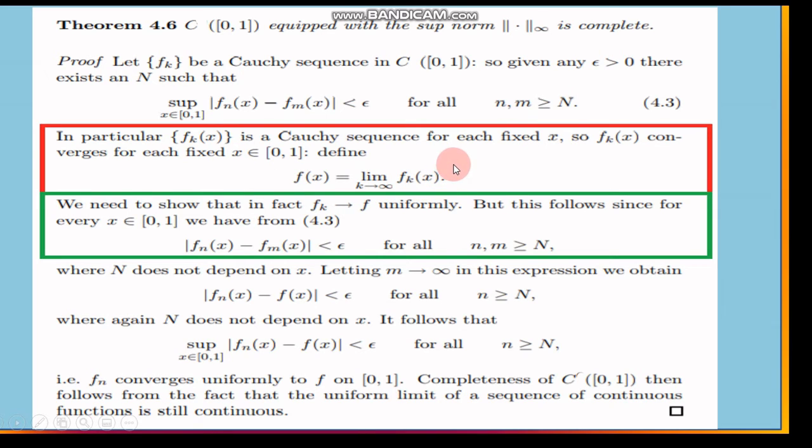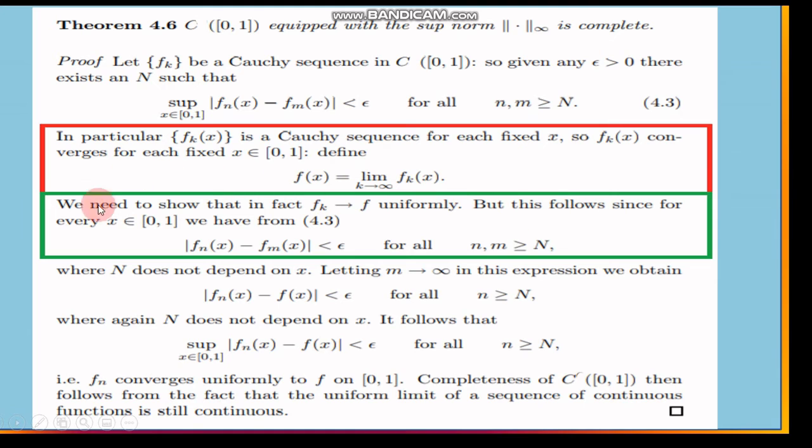Now what you have to prove is that this f(x) lies in the space. We know that each sequence converges, but we have to show that the limit lies here. We need to show that f_k tends to f uniformly. When it converges uniformly, the uniform limit is also continuous, right? If continuous functions converge uniformly, their limit is also continuous. So that is what you have to prove.